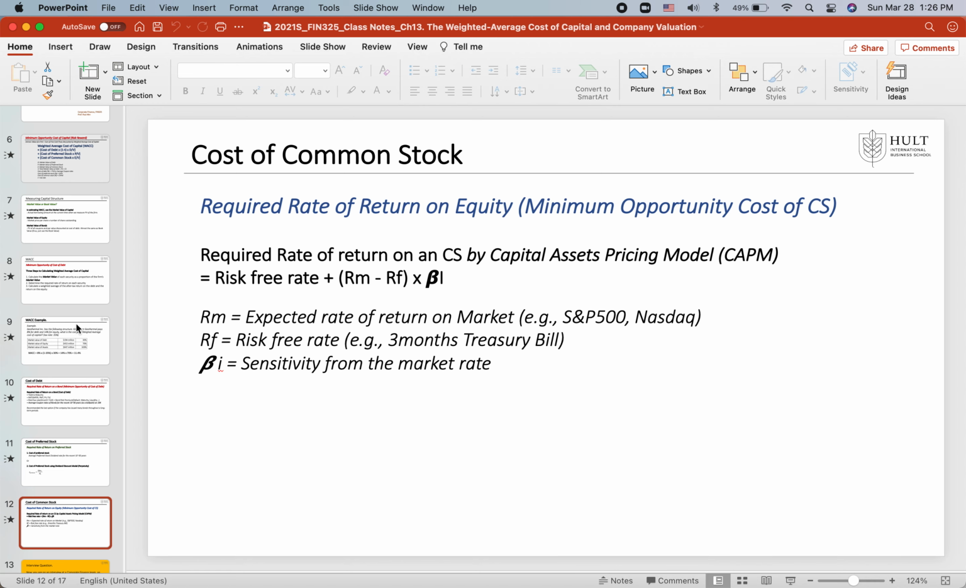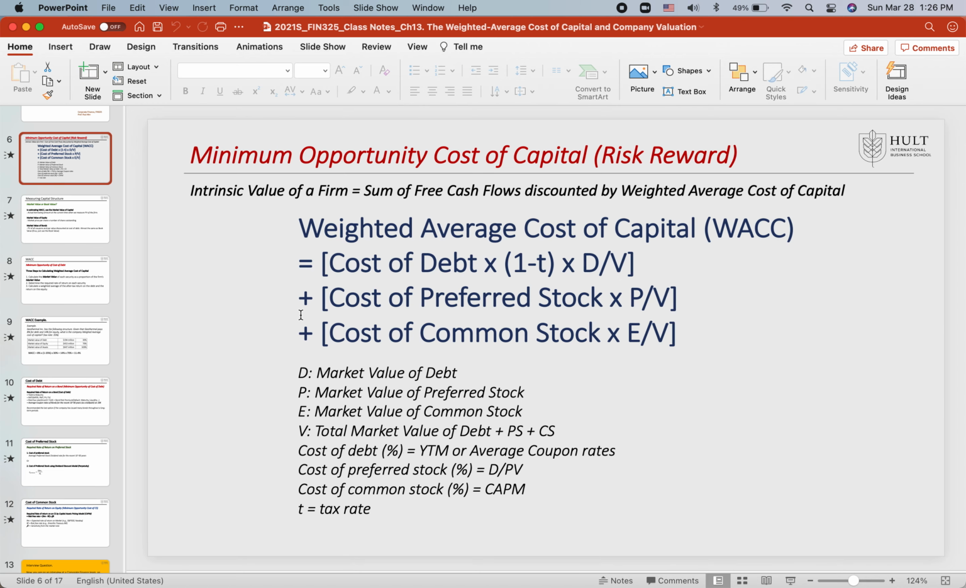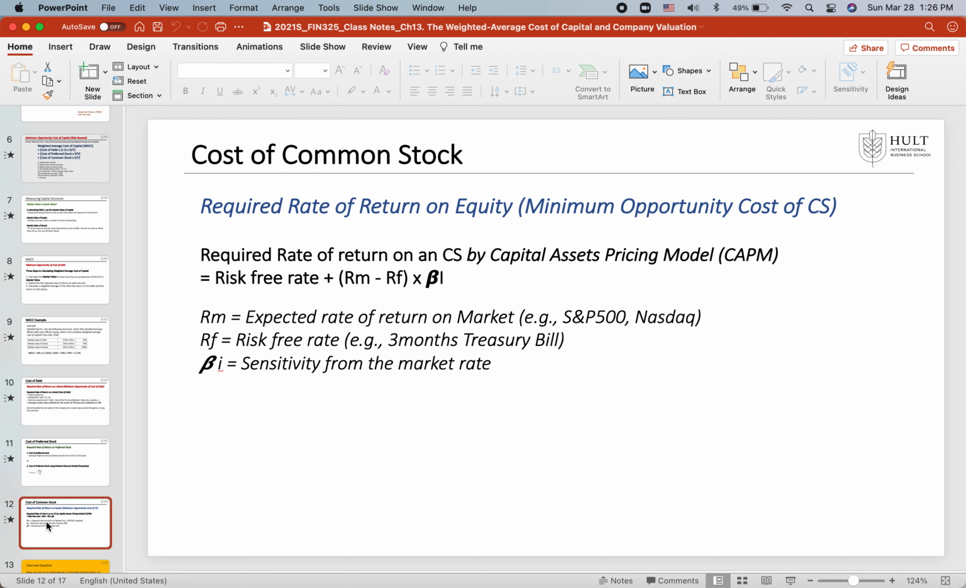Hello students, today we are going to practice how to calculate weighted average cost of capital, in particular the cost of common stock. The calculation of cost of debt or cost of preferred stock is not difficult as we discussed in class, but for the cost of common stock we need to calculate the required rate of return based on the capital asset pricing model.